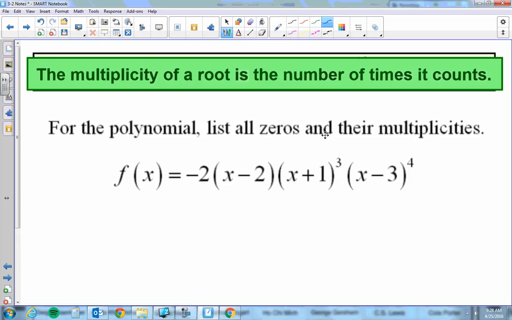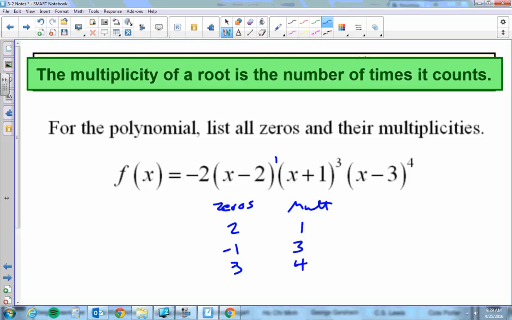So it actually lists all the zeros and their multiplicities. Basically, for the zeros, figure out when each factor is 0. Well, this one is 0 when you plug in 2, this one when you plug in -1, this one when you plug in 3. And then the multiplicity is just the exponent. So this one has an exponent of 1, so it's multiplicity 1. This one's multiplicity of 3. And 3 has a multiplicity of 4, so the exponent is 4.